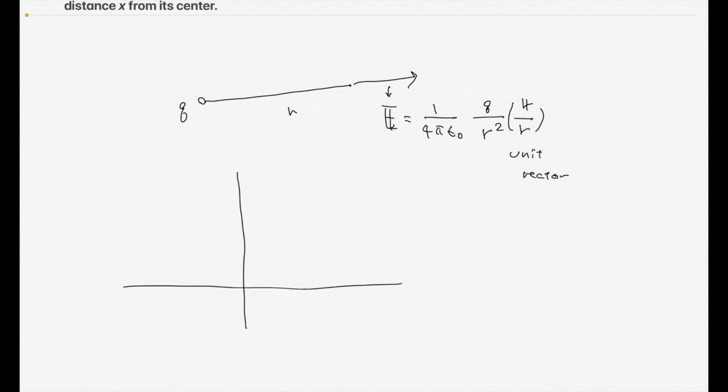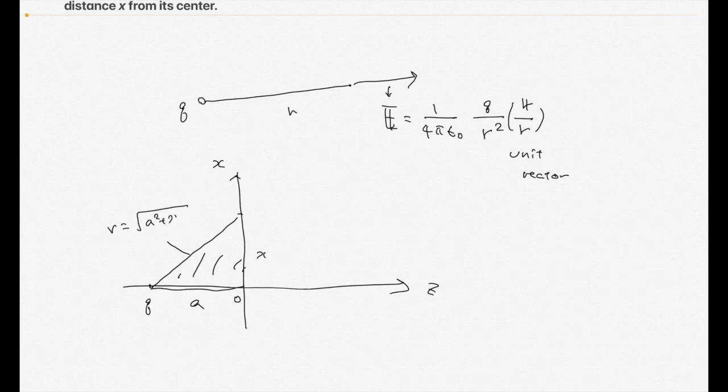Now the electric field in component form. In this case, we consider the x, z coordinate, and the charge Q is located at A from the origin on the z-axis. This is A. Then we consider the position from the origin on the x-axis, x. Then you can consider this triangle. You can use the Pythagorean theorem to find the distance. This r is expressed as the square root of a squared plus x squared.